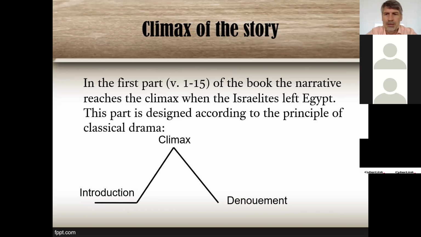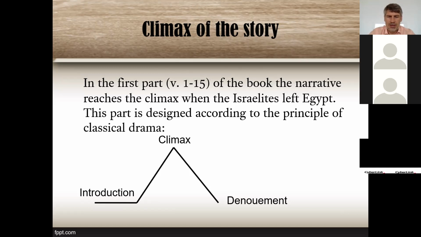He studied the plays of Shakespeare, and he found out that all the plays follow the same structure. And the structure is very, very simple. Actually, the same structure we can find already in the works of Aristotle. There should be an introduction, a climax, and a denouement. So what is introduction? Introduction is like an introduction to the stage of the action.